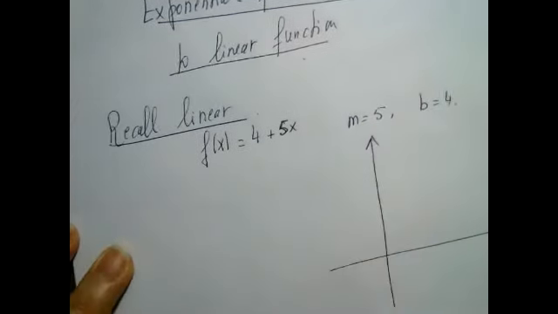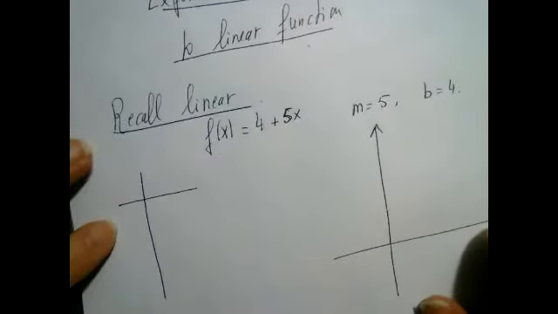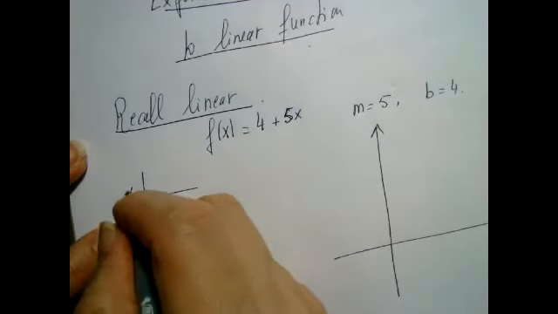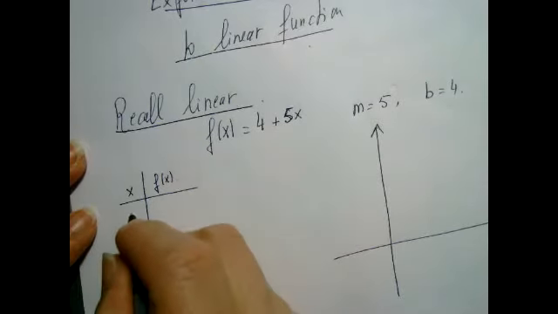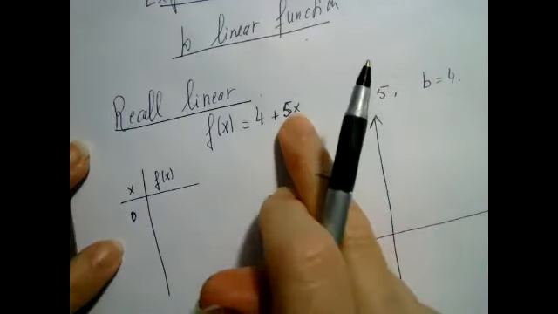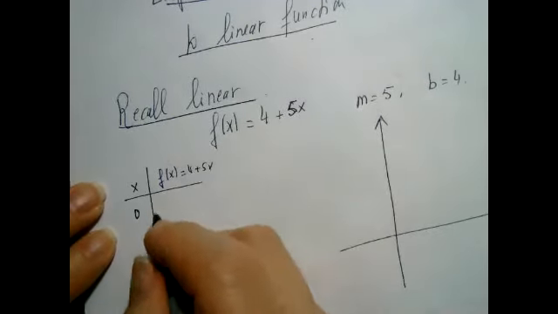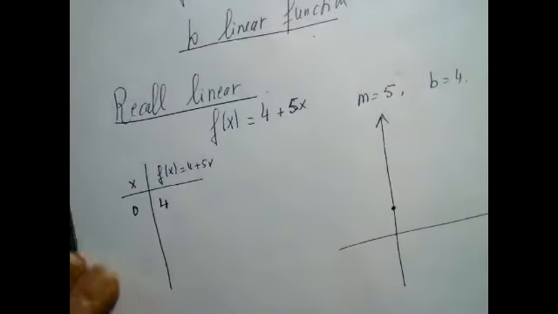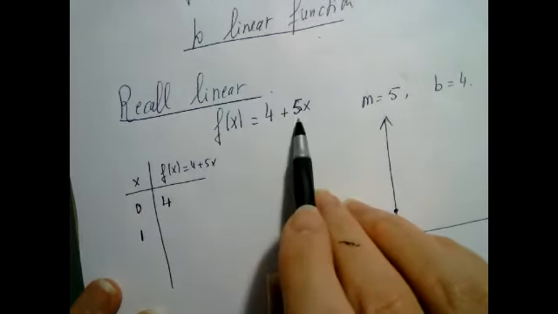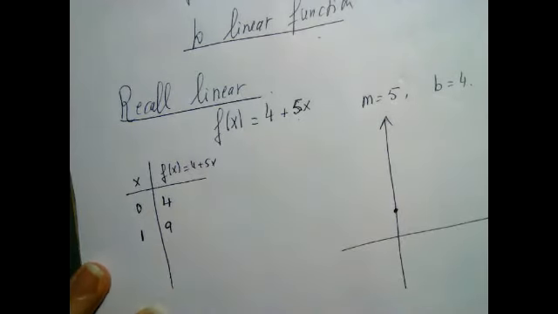I know that we know this stuff, but I need to emphasize the difference between linear and exponential. Let's see how linear works. We start with x, and this is f of x. At 0, the function takes the value 4. Now, after 1 unit, what will happen to the function? If the slope is 5, it's equal to 9.